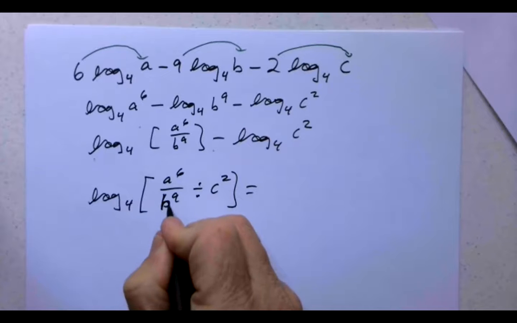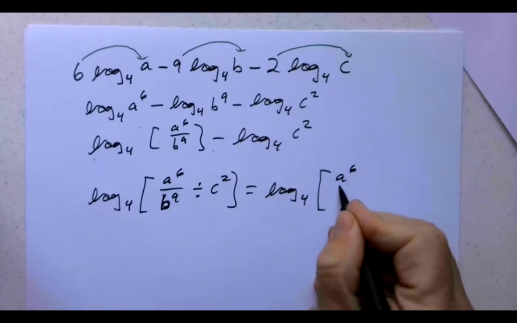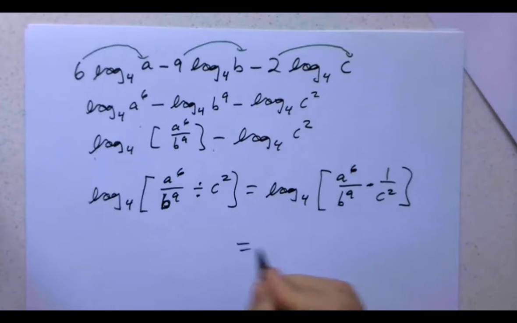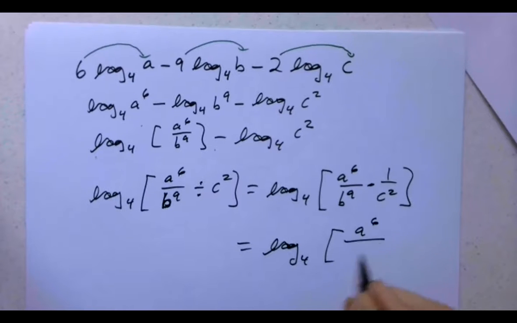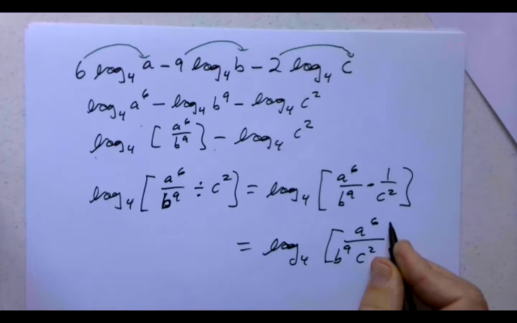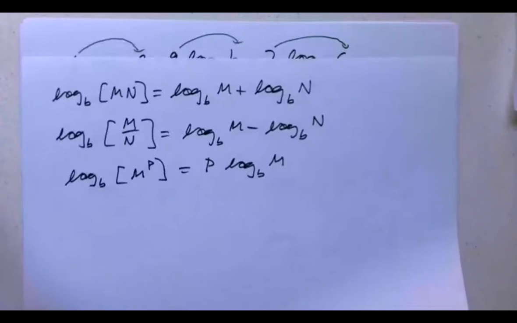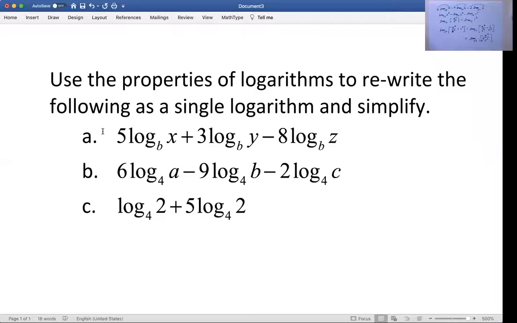Make sure that's a b, which is log base 4 of a to the 6th over b to the 9th times 1 over c squared, which gives me my final answer, log base 4. Upstairs is a to the 6th, downstairs b to the 9th c squared. And again, with those three rules that we have here, we're able to rewrite this thing, which was a sum and difference of multiples of logs, as a single logarithm by combining those terms. And I believe there is one more question of this type for us to look at.